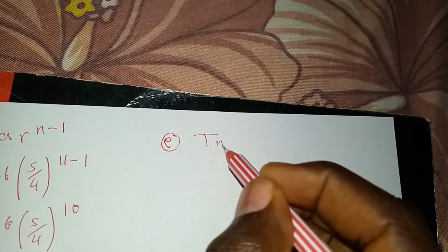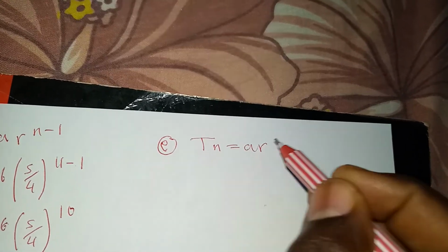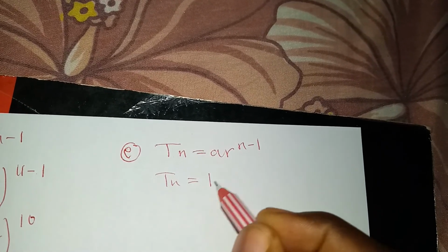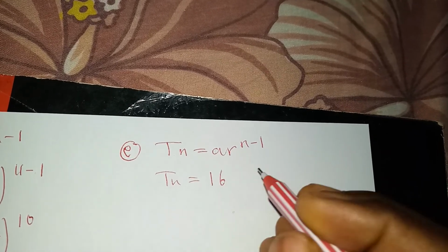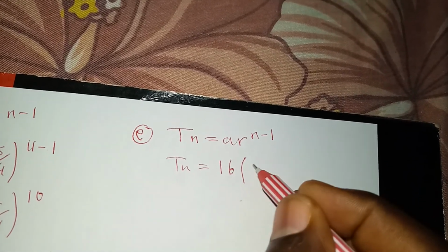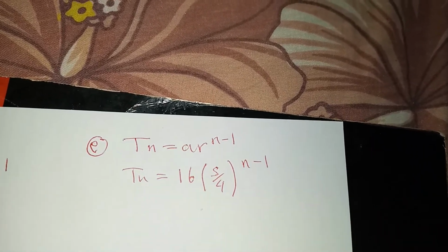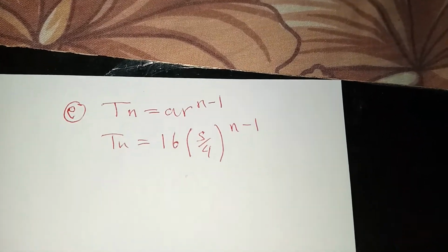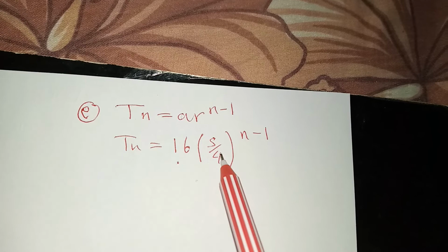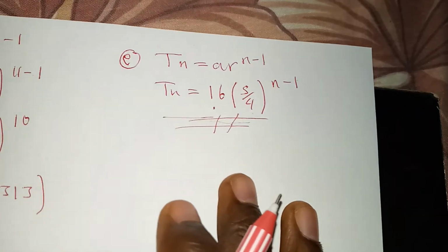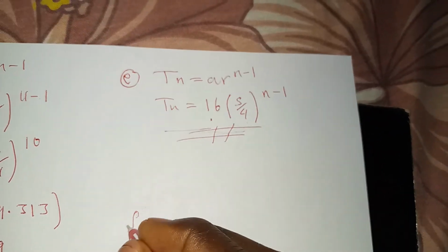So this will be nth term is equal to first term times r to the power n minus 1. So the nth term will be equal to first term given 16, the common ratio that we have is 5 over 4, then n minus 1. So since they have said the nth term, here you can't say 16 times 5 over 4. Why? Because 5 over 4 has that power, hence you end here for the nth term.